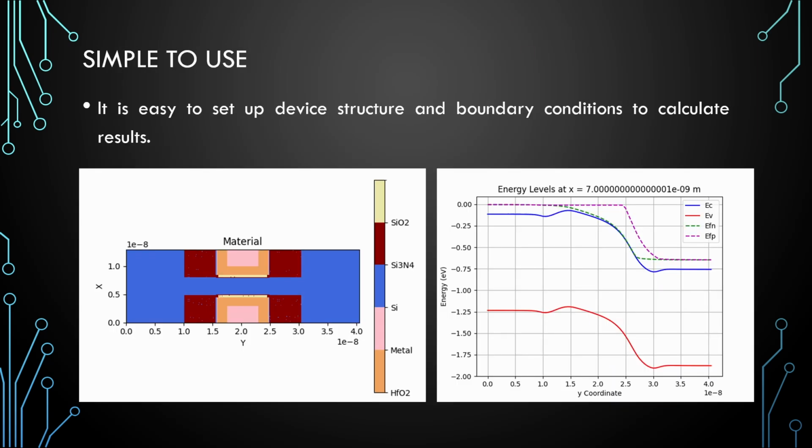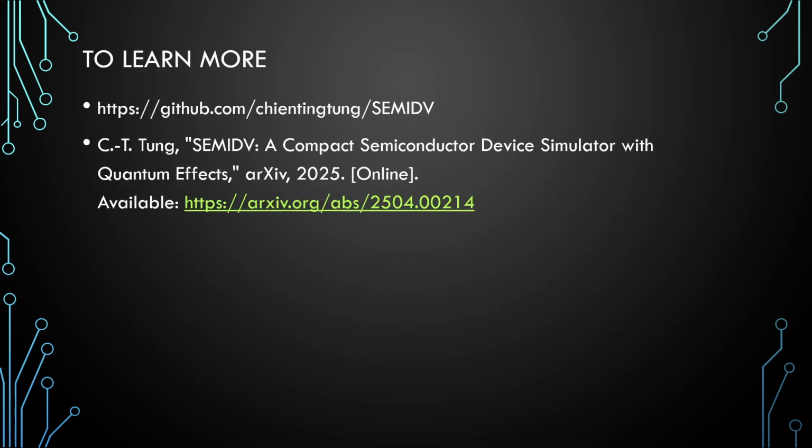In SEMIDV, it is very simple for you to set up the device structure and boundary conditions to calculate results such as band structures, currents, and capacitance of a device. To learn more about SEMIDV and use it for your own device simulation, you are welcome to check out my GitHub to download the source code and the manual. You can also take a look at this paper, which talks about the physics and the equations in SEMIDV and an example of using it to study advanced transistors.